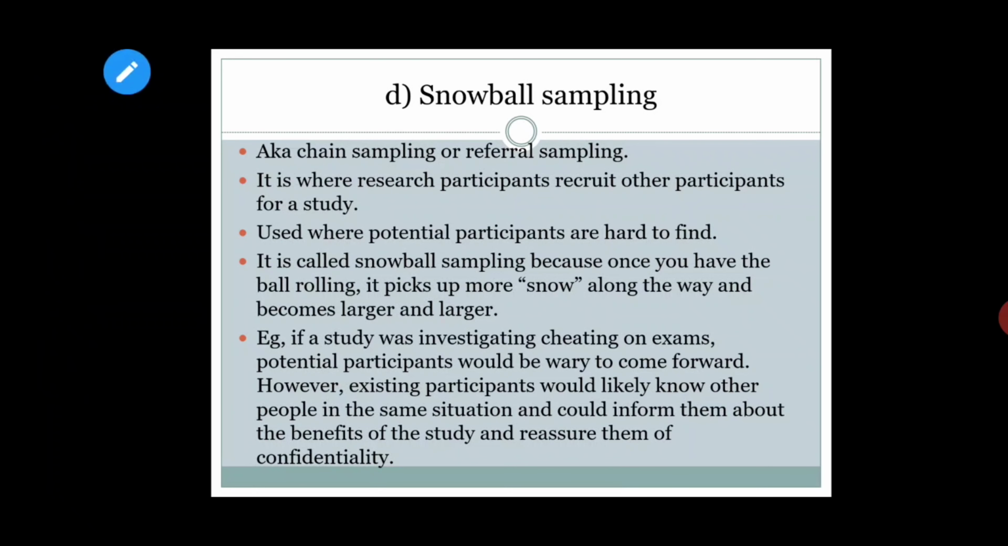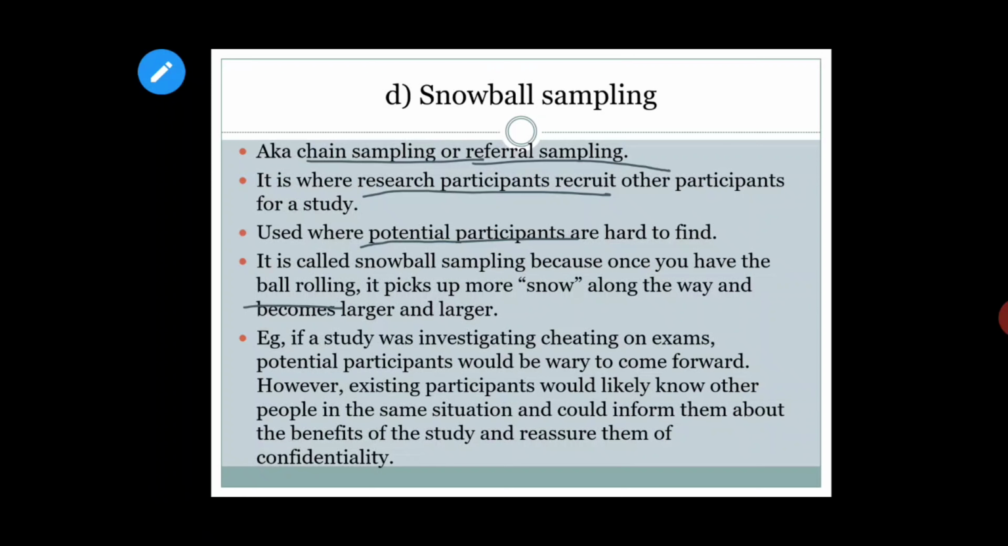So this is snowball sampling, the fourth type of non-random sampling. It is also known as chain sampling or referral sampling. It is where the research participants recruit other participants for a study. Okay? It is used where potential participants are hard to find. It is called snowball sampling. Why? Because once you have the ball rolling, it picks up more snow along the way and becomes larger and larger.